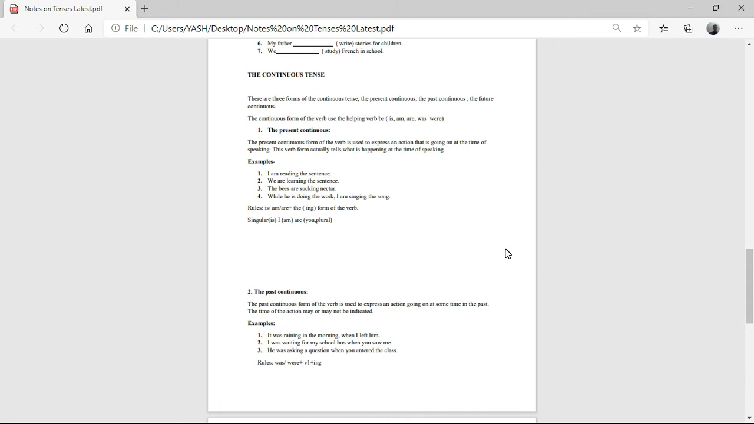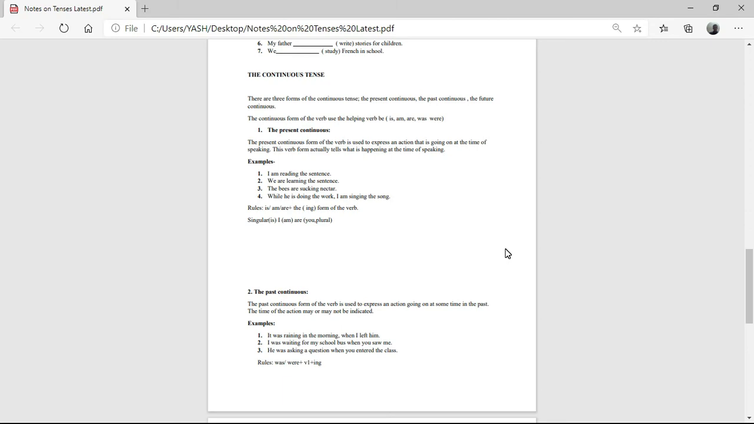The simple future. The simple future form of the verb is used to express an action yet to take place. Examples are there. I will or shall get my new bicycle in March. The zoo will close for winter. Rule: we will be using will or shall plus verb first form.